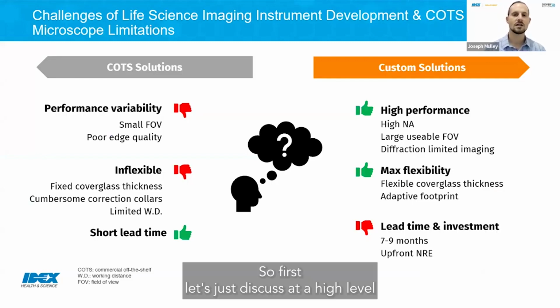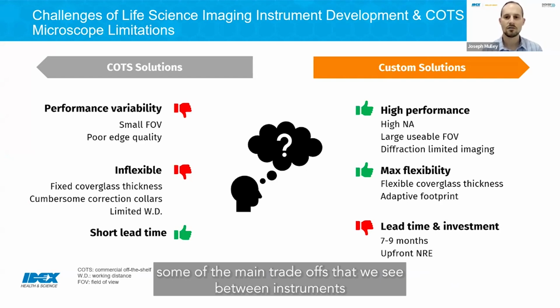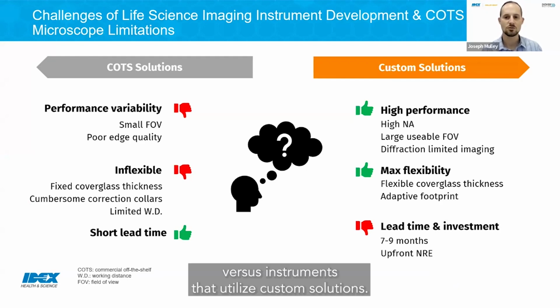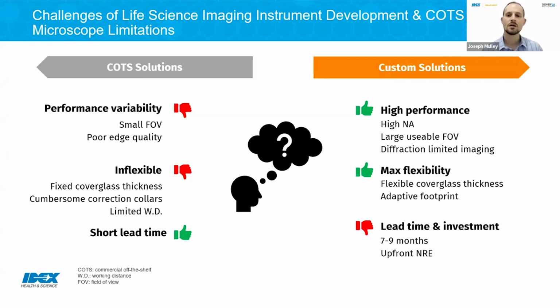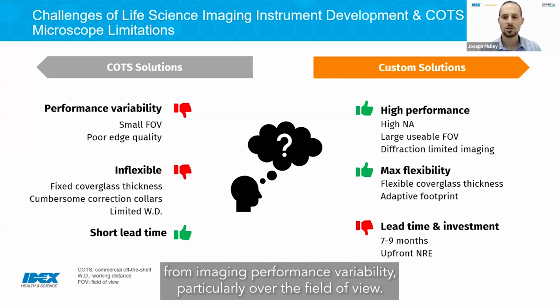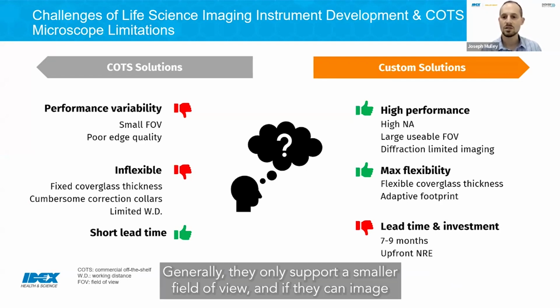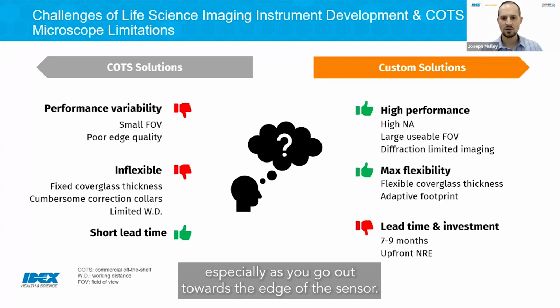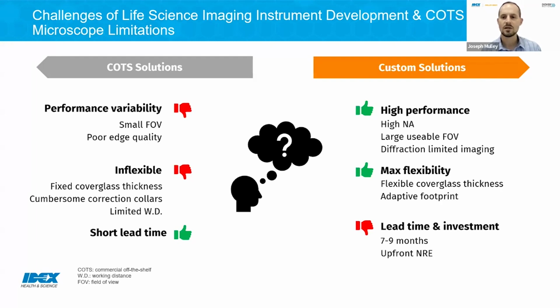So first, let's just discuss at a high level some of the main trade-offs that we see between instruments that utilize commercial off-the-shelf assemblies and components versus instruments that utilize custom solutions. The commercial off-the-shelf instruments generally suffer from imaging performance variability, particularly over the field of view. Generally, they only support a smaller field of view, and if they can image over a large field of view, the quality degrades significantly, especially as you go out towards the edge of the sensor.